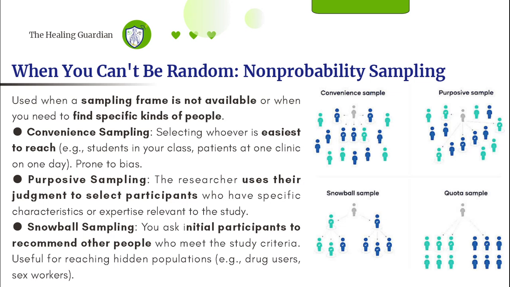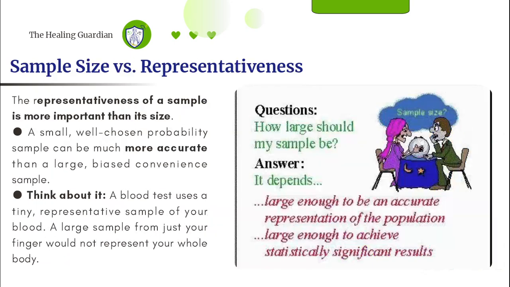Snowball sampling, you ask the initial participants to recommend other people who meet your study criteria. And it is useful for reaching hidden populations like drug users, sex workers. One sex worker takes you to the next sex worker.